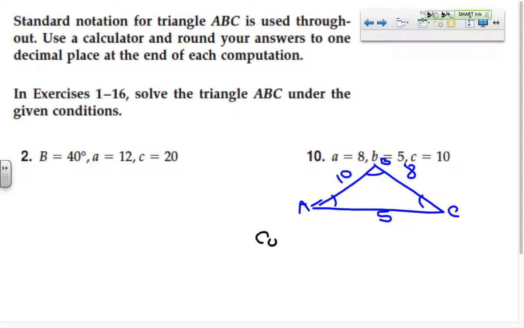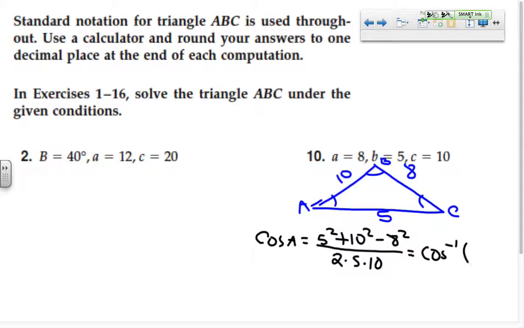So it's going to be cosine of A equals 5 squared plus 10 squared minus 8 squared. Keep in mind again, A is 8, so that's the one that's minused, all over 2 times 5 times 10. And I end up with the inverse of cosine of 0.61, which gives me 52.4. Now I'm also going to do cosine of B. It wouldn't matter, I could do cosine C if I wanted to. Either way, you'll get the same answer.